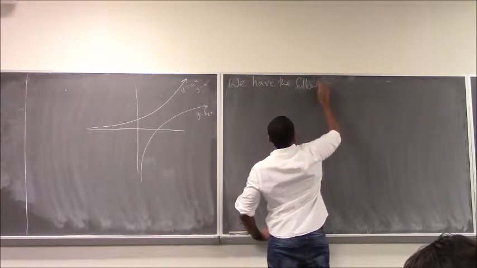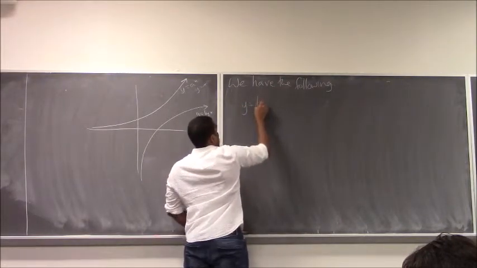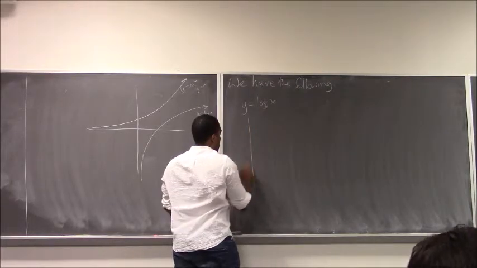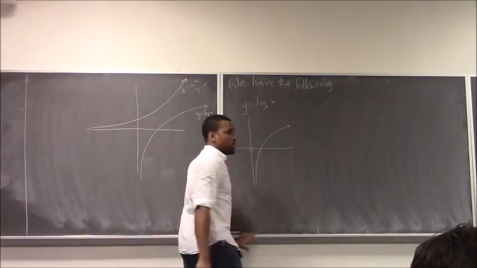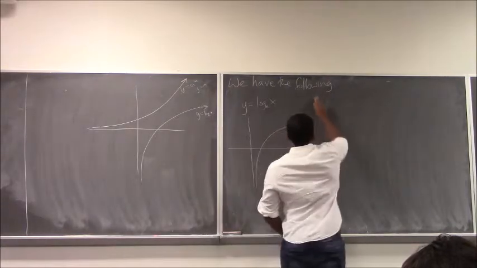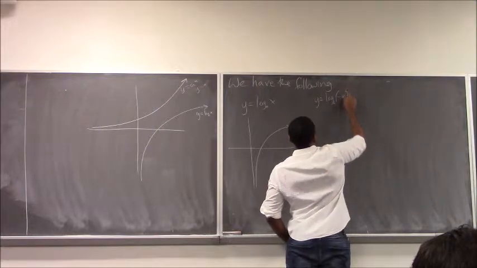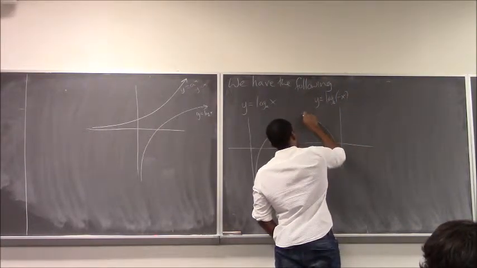So the following. If I want to graph y equals log to the base a of x, and again, I'm assuming a is greater than 1, that's what the graph is going to do. If I want to graph log to the base a of minus x, the graph is going to look like that.